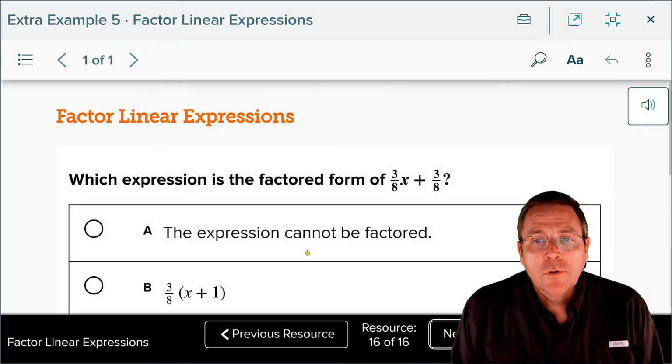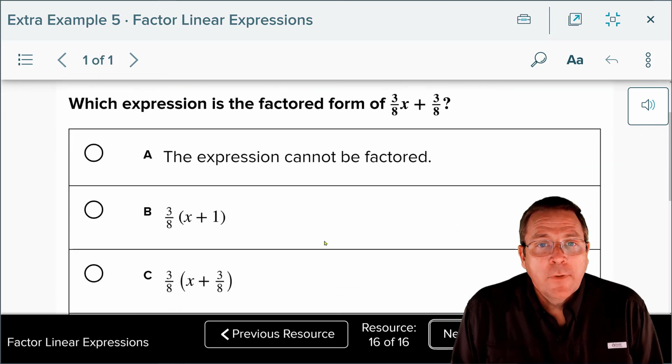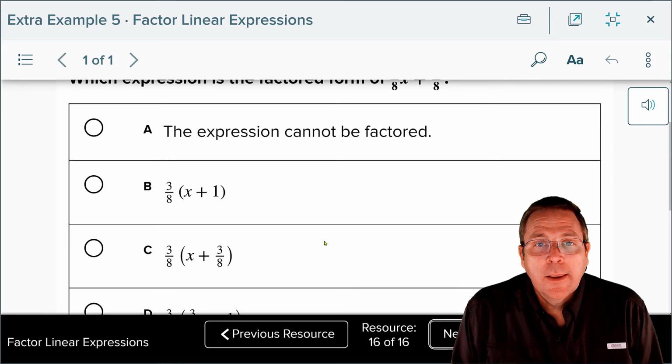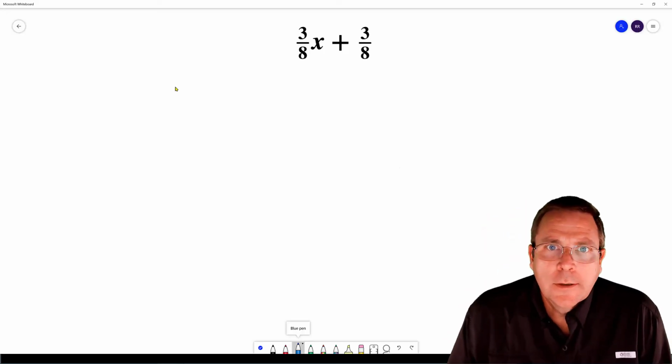And now it's going to be your turn. Pause the video, solve the problem, and then find out which one of these is going to be the answer. Go ahead and do that now. Did you get it done?